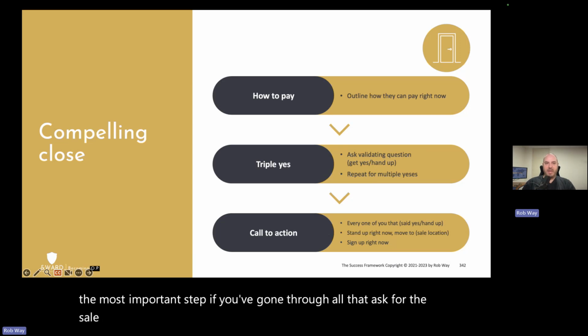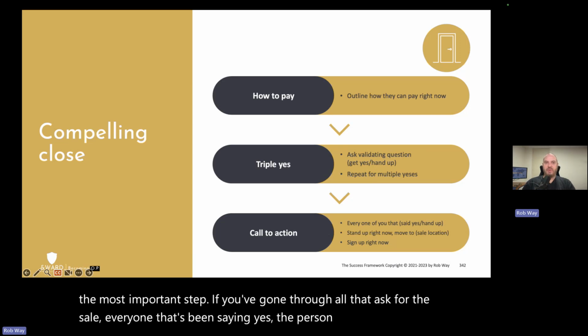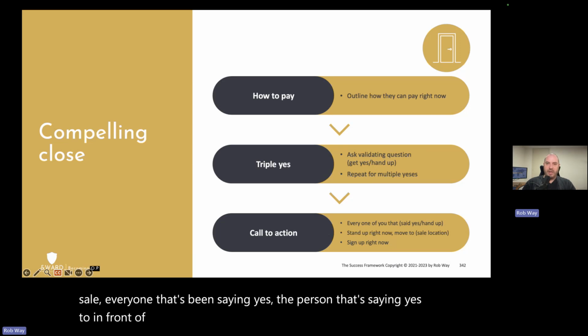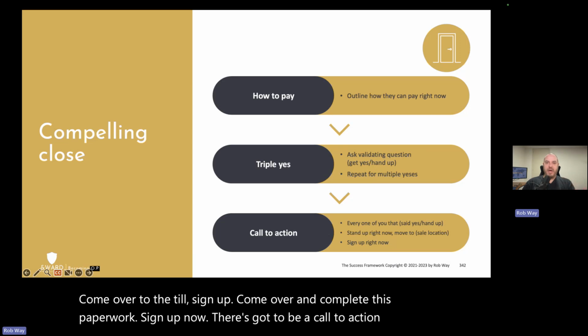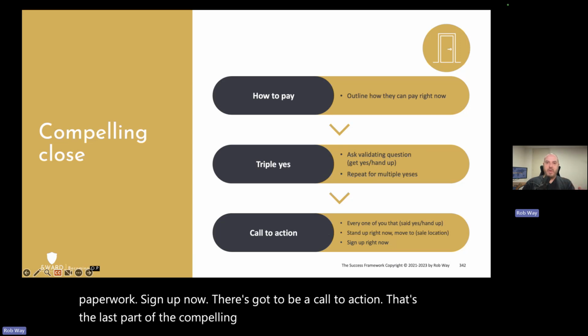Everyone that's been saying yes, the person that's saying yes in front of you, stand up right now, go to this link, sign up. Come over to the till, sign up. Come over and complete this paperwork, sign up now. There's got to be a call to action. That's the last part of the compelling close.